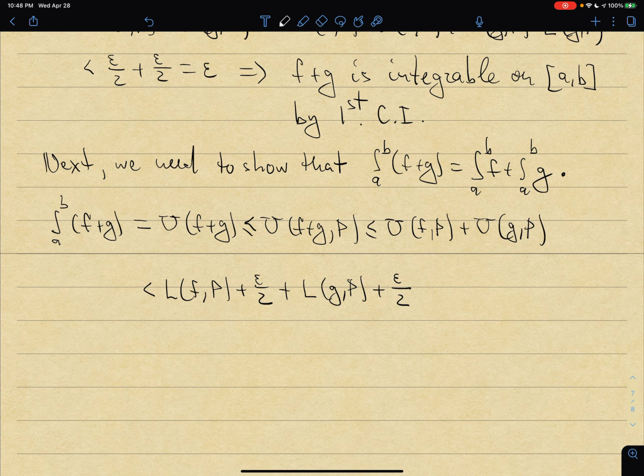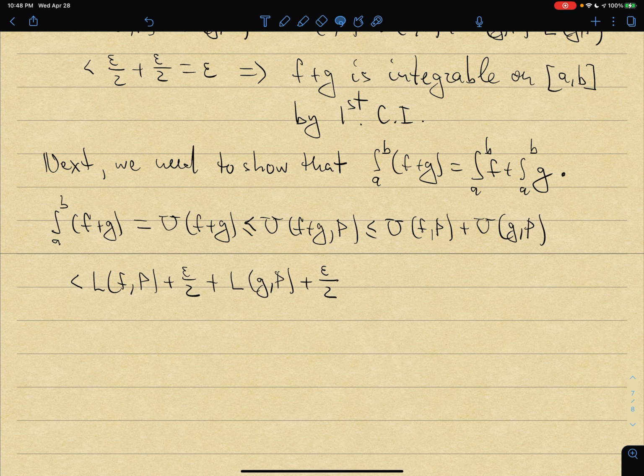All right, so then I will remember that a lower Darboux sum is related to lower Darboux integral in what way? Lower Darboux integral is a supremum over lower Darboux sums. So if it is supremum over all possible lower Darboux sums, that means that this should be less or equal than L of f, right? L of fP is less or equal than L of f. L of gP is less or equal than L of g. And of course, epsilon over 2 plus epsilon over 2 gives me plus epsilon.